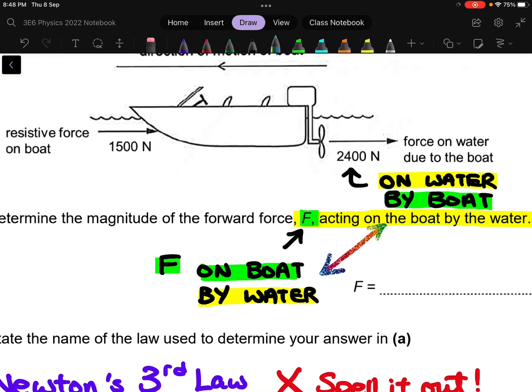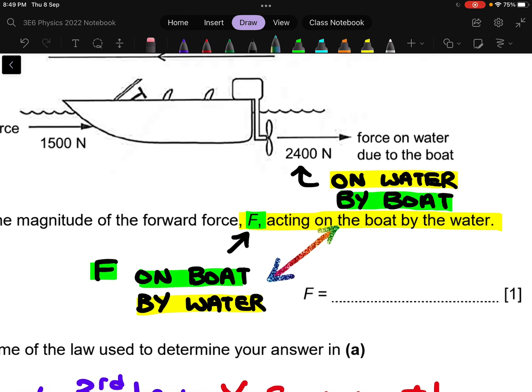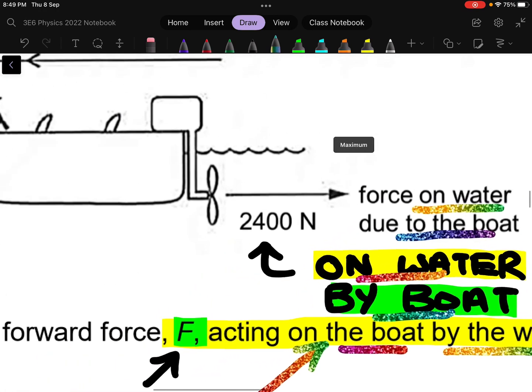If you look at the phrasing over here, I didn't add anything extra. Every word that I use over here is from the question: on the boat, by the water. On the water, due to the boat, by the boat. That's the only word I changed. Recall that I tell you Newton's third law, one of the characteristics is a force acting on A by B. The reaction force will be a force acting on B by A.